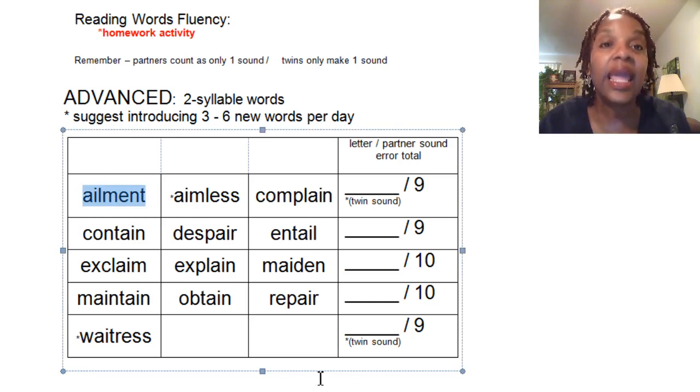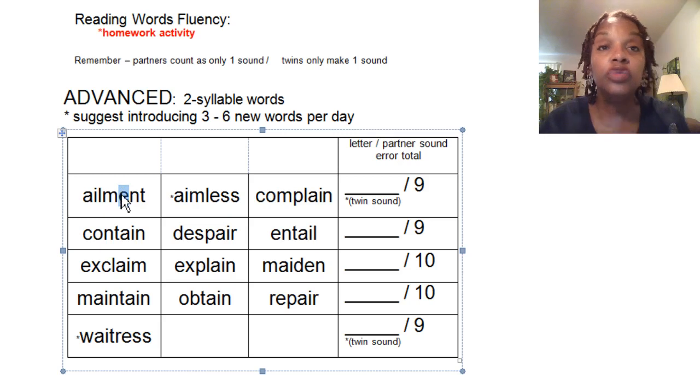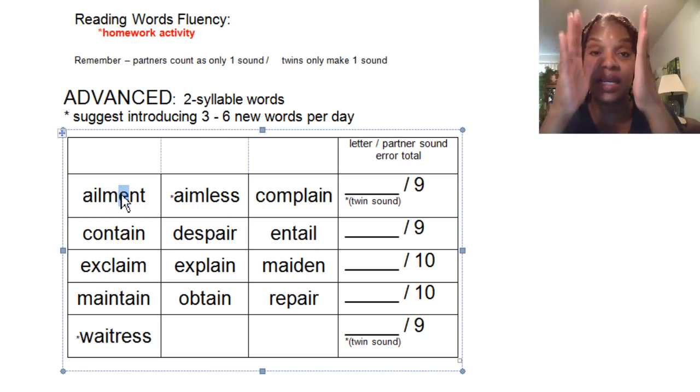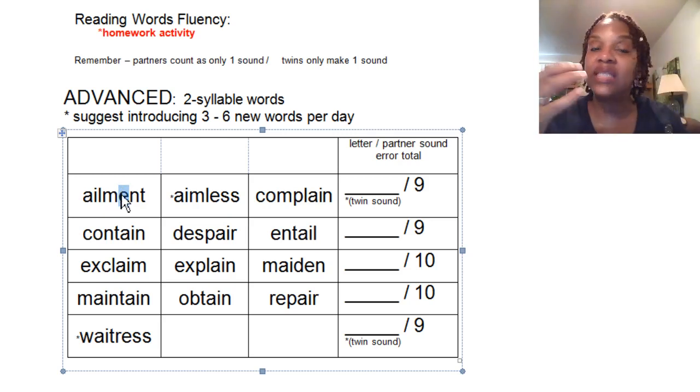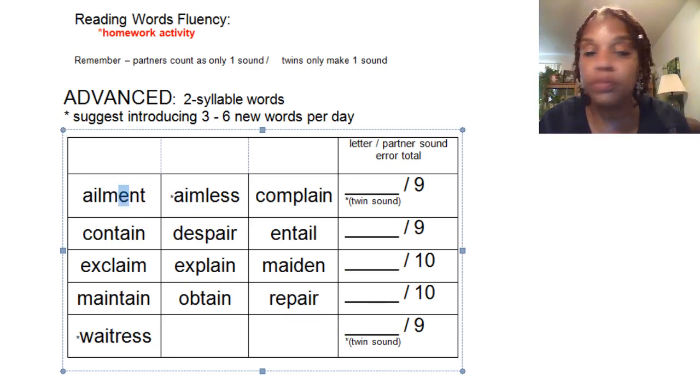Ailment. So you're gonna zero in on the partner sound, A, right? And if you need to, sandwich the vowel in your mind, or just take your time and just sound out each and every word. Good job.